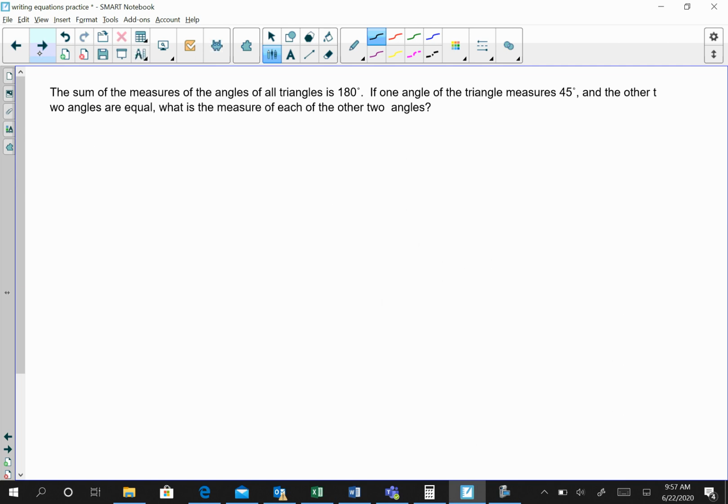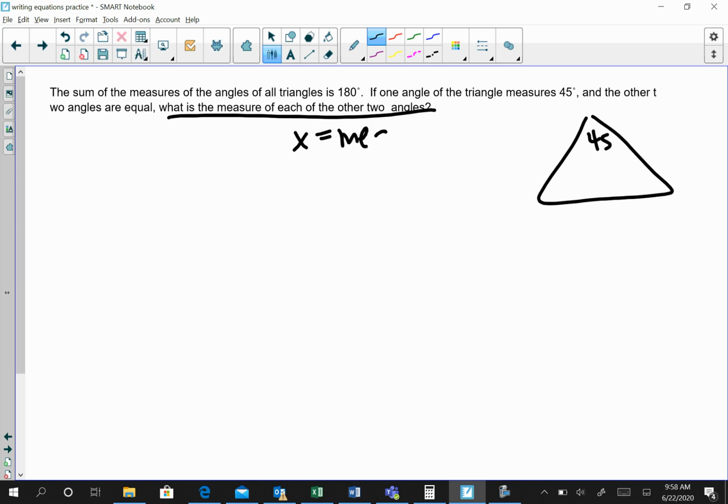The sum of the measures of the angles of all triangles is 180. If one angle of the triangle measures 45 and the other 2 angles are equal, what is the measure of the other 2 angles? So if I drew a little triangle, I say one of these is 45 and the other 2 are equal. What are the measures of the other 2 angles? That's x. X is the measure of angle. Here and here, I know that they're the same. Altogether, their sum, which means add, is 180, so that's going to be equals 180.